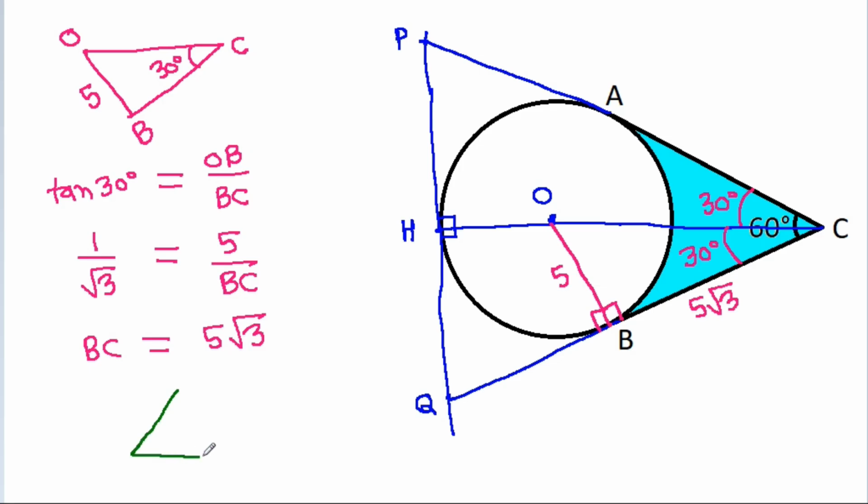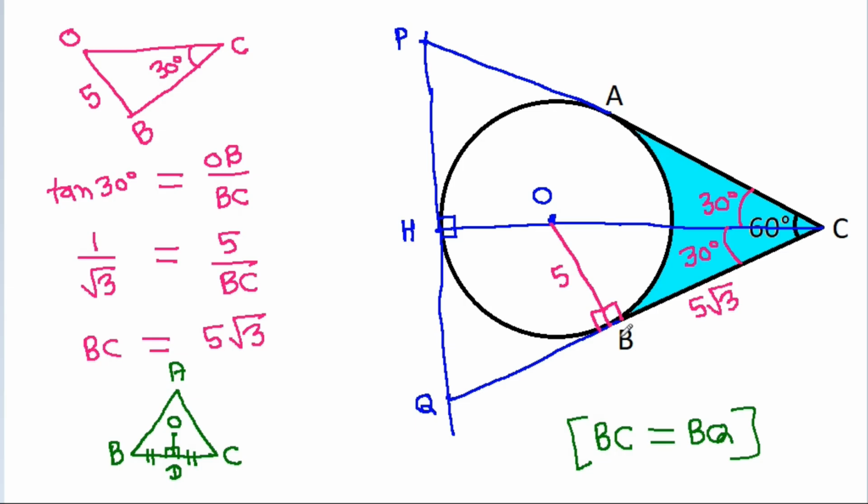And in any equilateral triangle ABC, from the center O, if we draw a perpendicular OD, then BD will be equal to CD. So here BC will be equal to BQ. So BQ will also be 5 times a square root of 3.